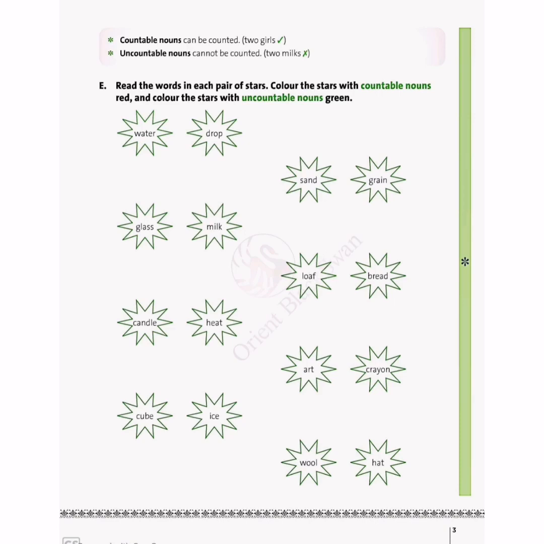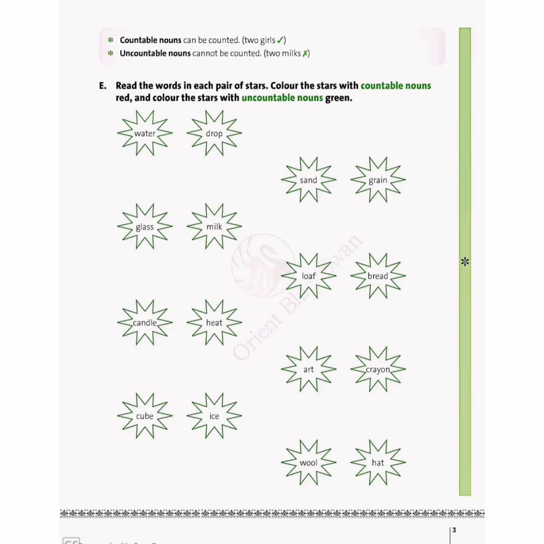Next we have glass. Now glass we can count: 1 glass, 2 glasses, 3 glasses, 4 glasses. So this will be countable and we will color this with red. Next is milk. Children, like water we cannot count milk too, so this will be an uncountable noun and we will color it with green. Next is candle. We can count candle, like 1 candle, 2 candles, 3 candles, 4 candles. So this will be a countable noun and we will color this with red. Next is heat. Heat we cannot count, we can only feel it. So heat will be uncountable and we will color this star with green.